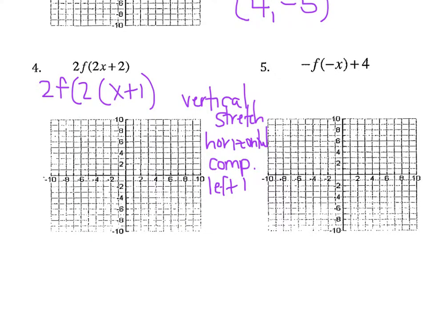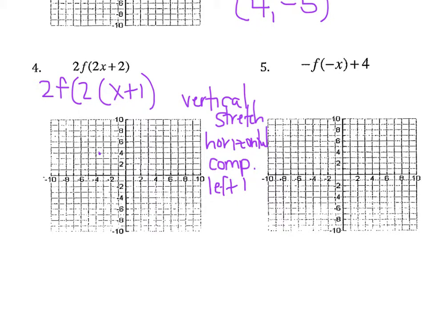My first point, (-5, 2), has a vertical stretch of 2, so it should become (-5, 4). Then it has a horizontal compression, so it should become (-2.5, 4). Then I'm going to move it left 1, so it becomes (-3.5, 4).